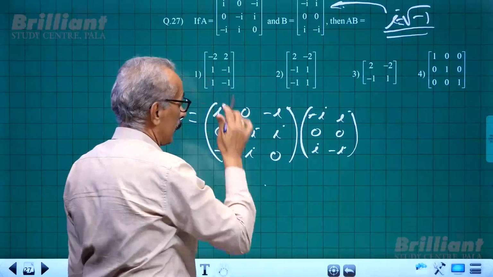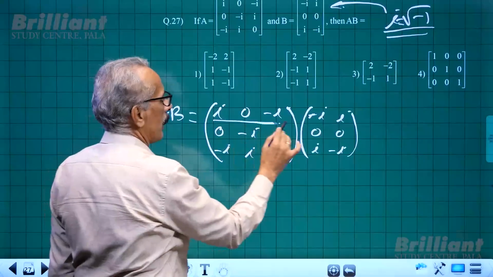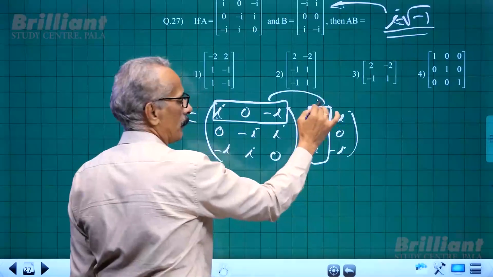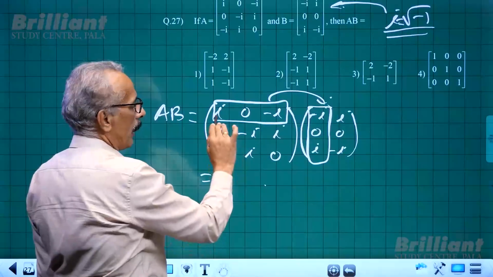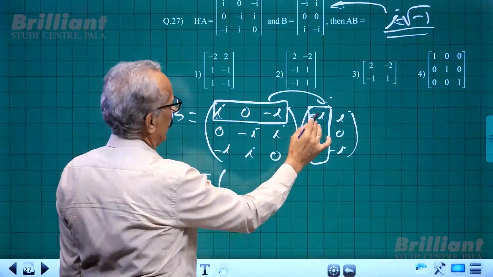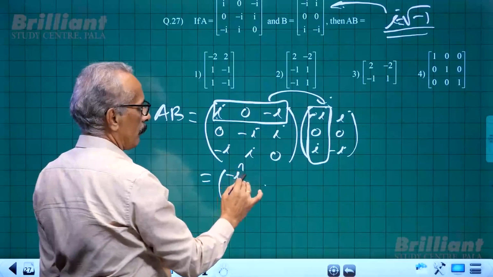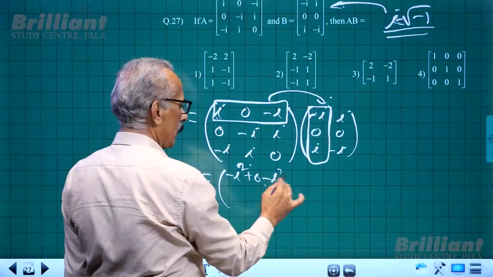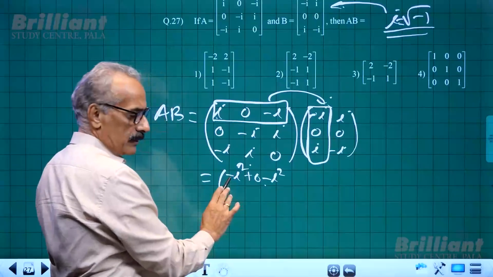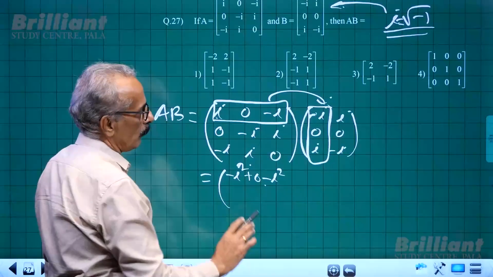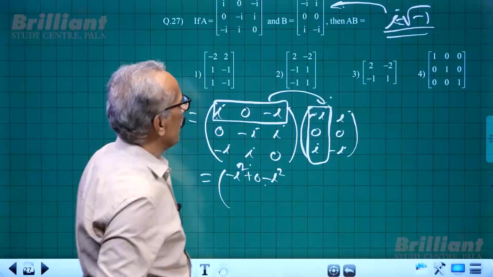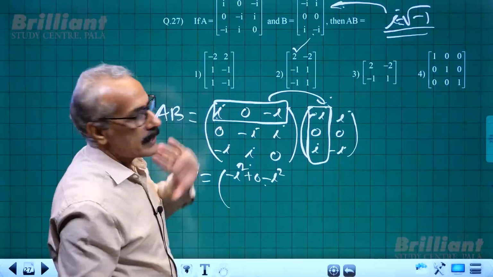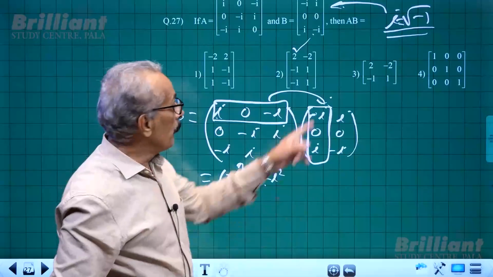So we open the bracket. How do you multiply? Row to column. That's the way of multiplication. So it will become iota into minus iota, that is minus iota square, plus 0, minus iota square plus 0, then minus iota square. Minus iota square is 1. 1 plus 1, that is equal to 2. 1 plus 1, 2, that is this. Okay, nowhere else then. Your answer.